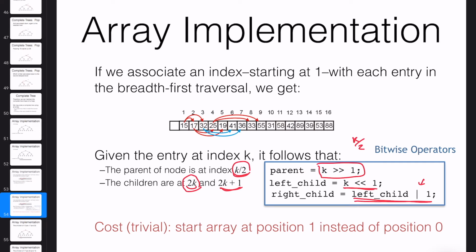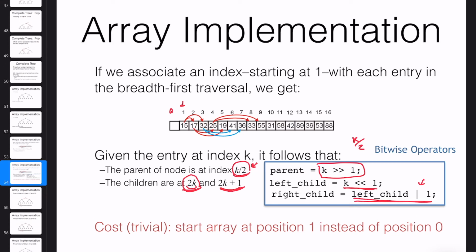This is exactly why we started storing the items at index 1 instead of index 0. If you store the item at index 0, these formulas are going to be a little bit different. Just take it as an exercise. Try to think about storing the items starting from index 0 instead of index 1, and then find out what is going to be the formula for parent, what is going to be the formula for the left child, what is going to be the formula for the right child.